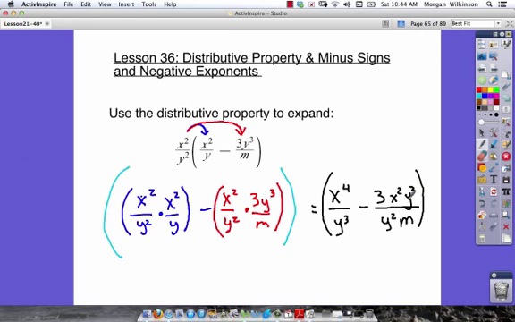Well, notice we have y to the third and we have y squared. If we say y to the third divided by y squared, that must just leave us with y to the first in the numerator. So this will cancel, and we're just left with y to the first power, because 3 minus 2 is 1. So now we have our final answer. We've got x to the fourth over y to the third minus 3x squared y over m.